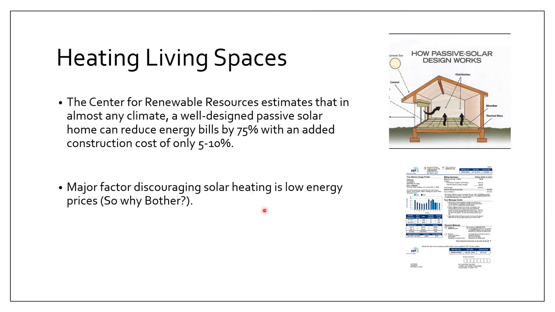Continue with heating living spaces. The Center for Renewable Resources estimates that in any climate, a well-designed passive solar home can reduce energy bills by about 75%. If you think about the construction costs and subtract that, you get a profit of about 5 to 10%. The major factor that discourages people from using solar heating is low energy prices.